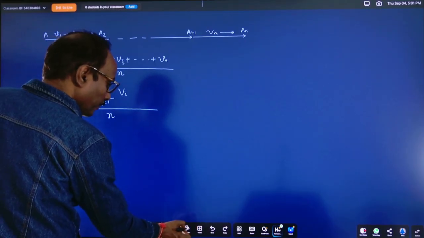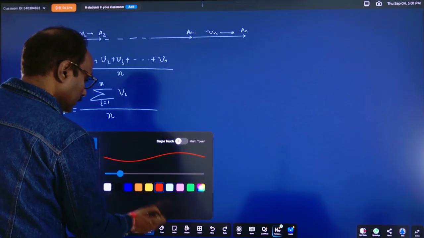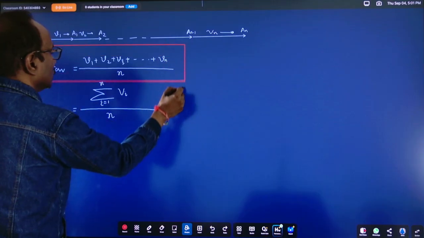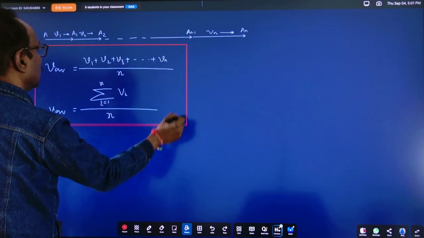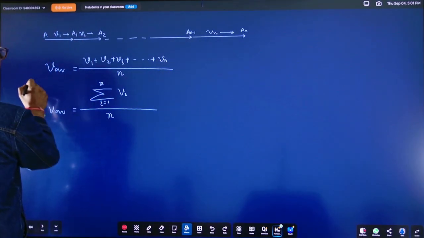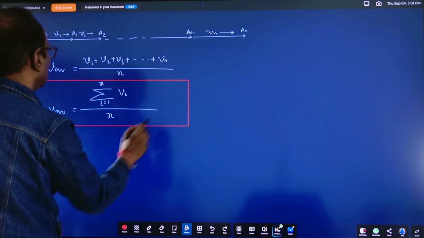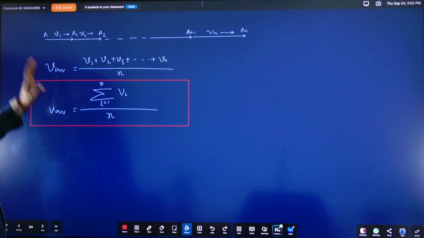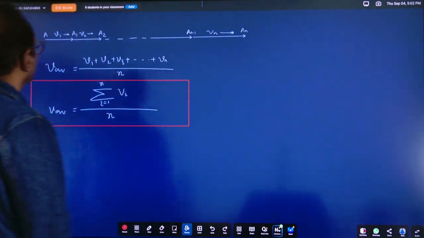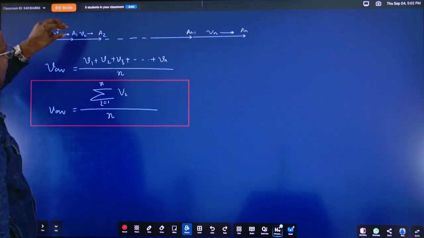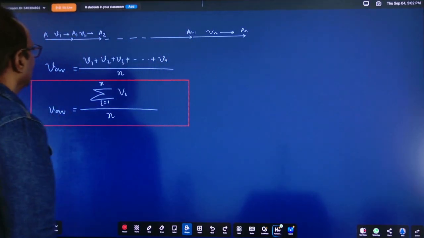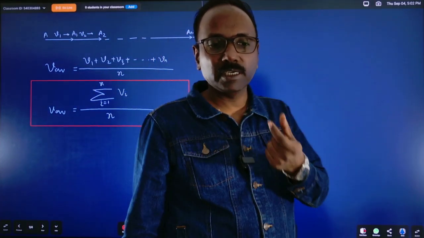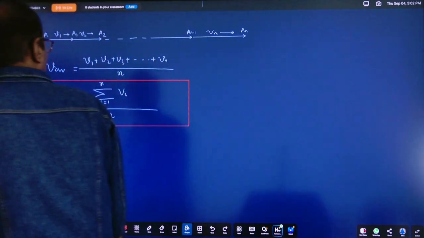So, this is your generalized equation. If a distance d is covered with n number of velocities, but with each velocity the particle moves for the same interval of time.